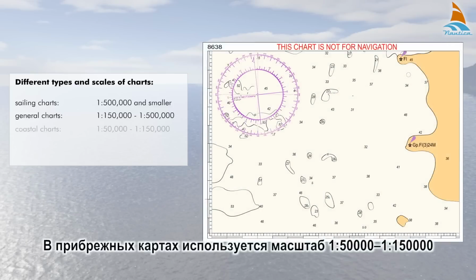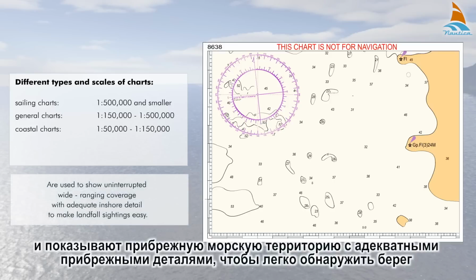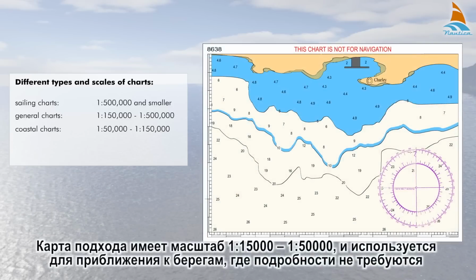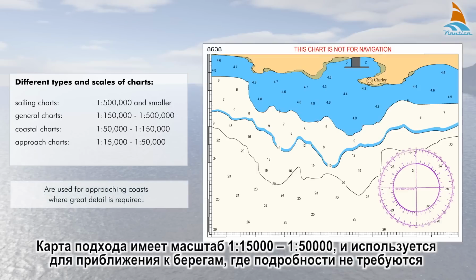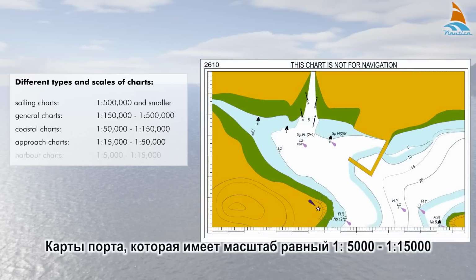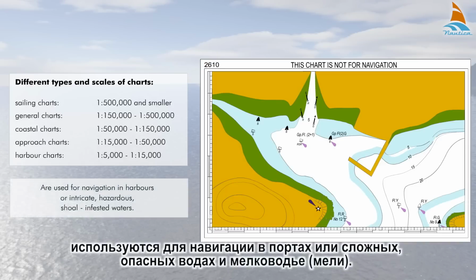The coastal chart uses a scale of between 1 to 50,000 and 1 to 150,000 and is used to show uninterrupted wide-ranging coverage with adequate inshore detail to make landfall sightings easy. Fisheries charts also use these scales. The approach chart has a scale of between 1 to 15,000 and 1 to 50,000 and is used for approaching coasts where great detail is required. Harbour charts, which have a scale of between 1 to 5,000 and 1 to 15,000, are used for navigation in harbours or intricate, hazardous, shoal-infested waters.